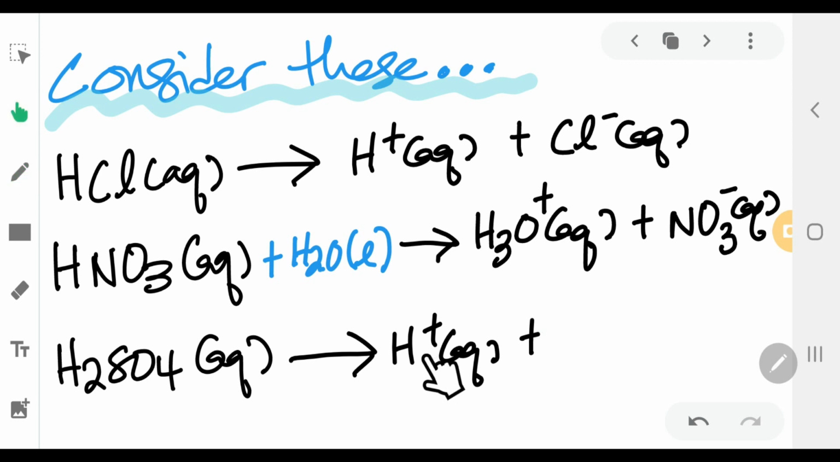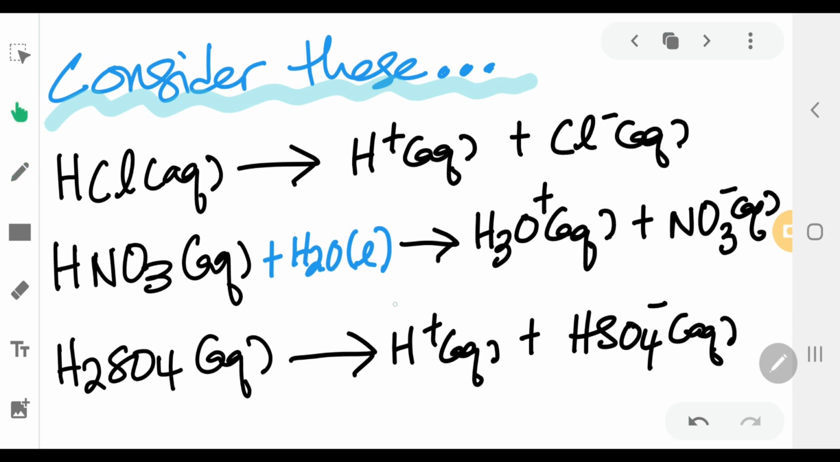This is very important. This is the reason why you are acidic, because you're able to give away H plus according to Arrhenius theory. Arrhenius theory says that an acid is a species that is able to produce H plus in the system. And we're going to have HSO4 minus, don't forget your phase. So these are the examples of how you write the chemical reactions for strong acids.